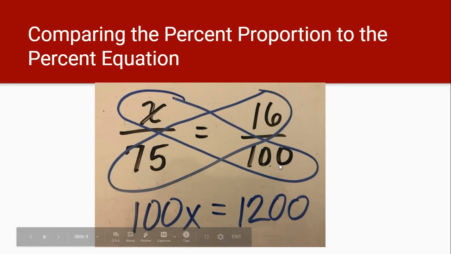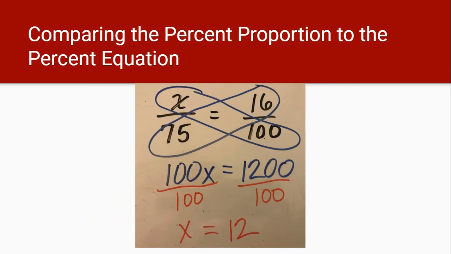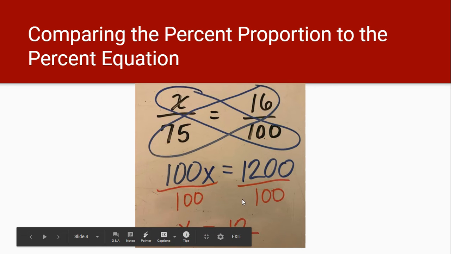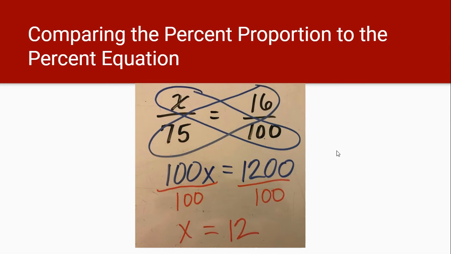So you have 100 times x equals 75 times 16. Well, 100 times x is 100x, and 75 times 16 is 1200. Now we know from here we need to isolate the variable to solve for x. So we're going to divide both sides by 100. And when we do that, we get x is equal to 12. So 12 is 16% of 75.